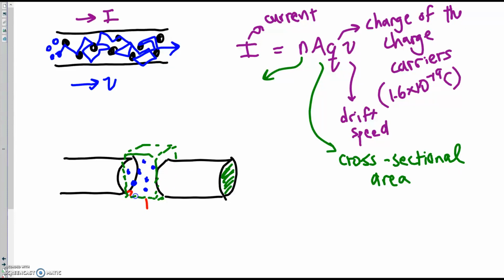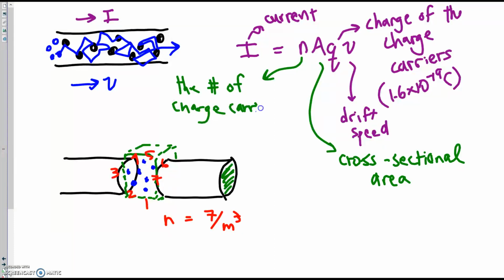Well, I've got 1 here, there's a second, here's a third, 4, 5, 6, 7. Did I count that right? N would be 7 per meter cubed. Now, in reality, the value is much, much higher, but this just illustrates N is the number of charge carriers per unit volume. And in physics, we are going to be using meters cubed as our unit of volume.